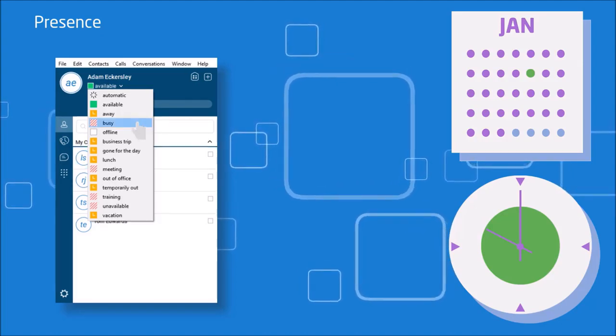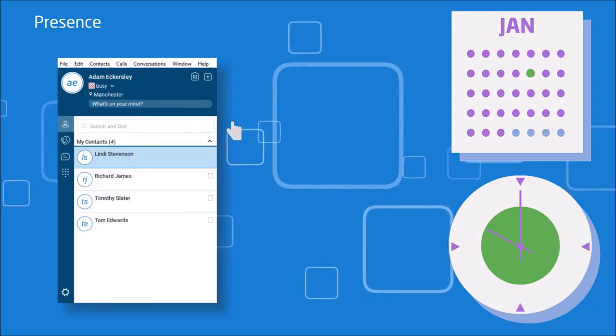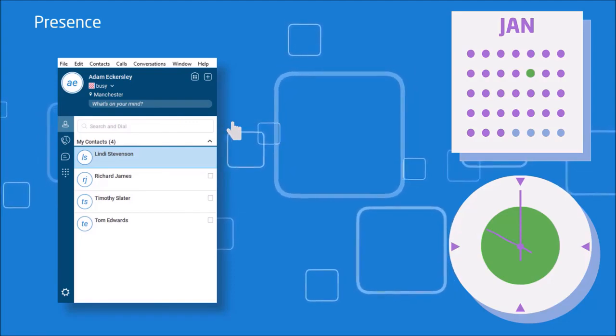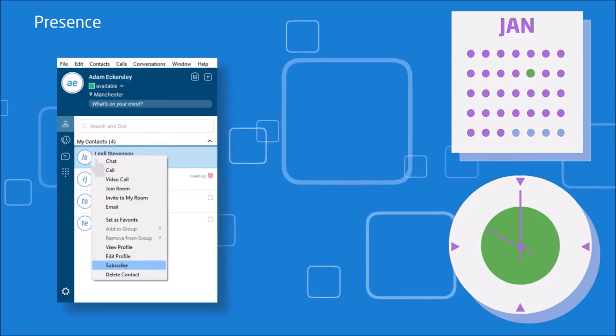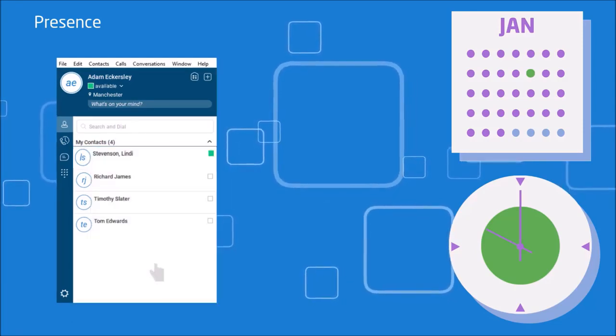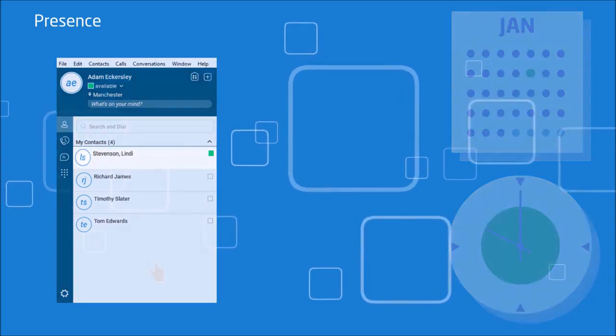You can also see another user's presence by subscribing as shown here, or if you search for that user in the company directory, the presence information will be retrieved. If, however, you have a contact saved but you haven't subscribed, presence information may be up to 2 minutes delayed.